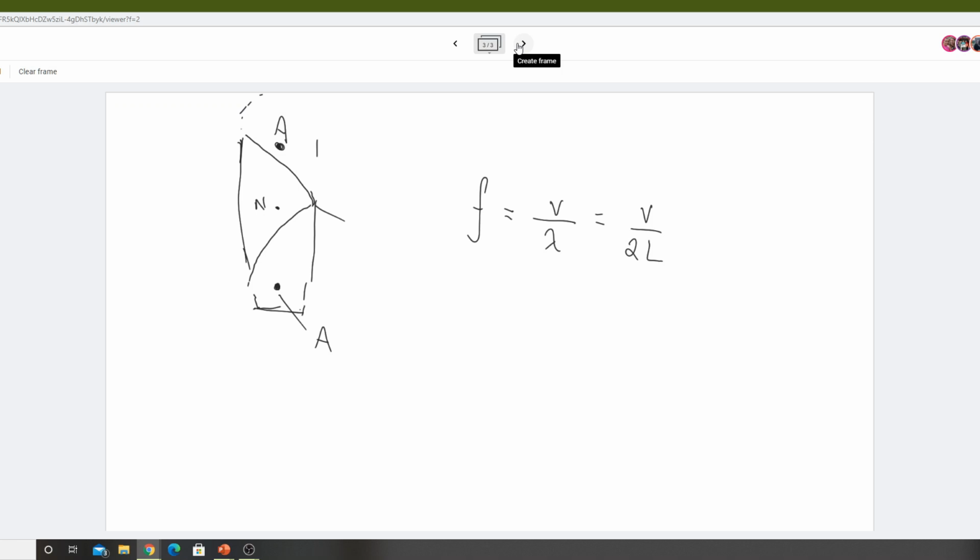But essentially any harmonic in this case, or the harmonic frequency, is still going to remain the same, and that equation isn't going to change, right?